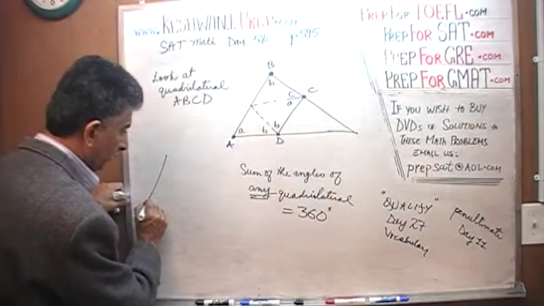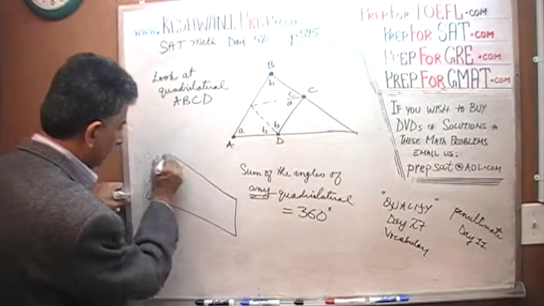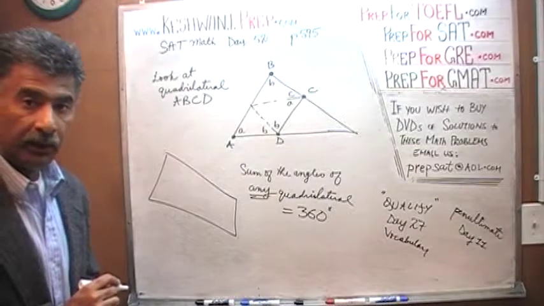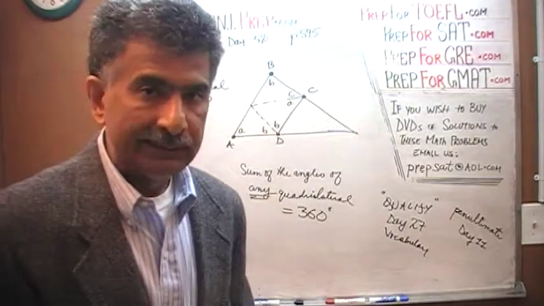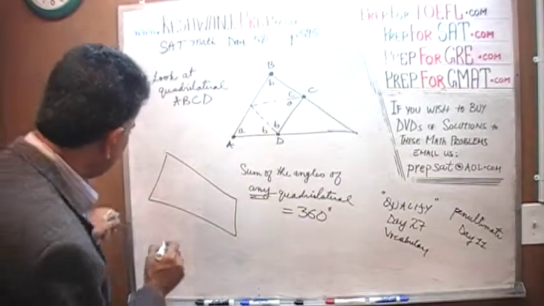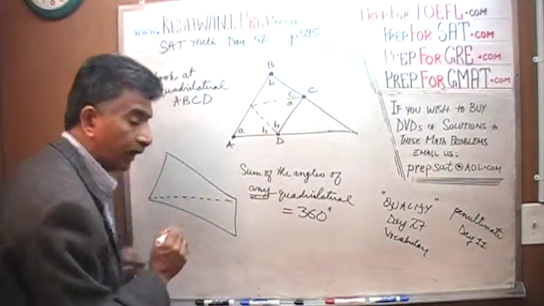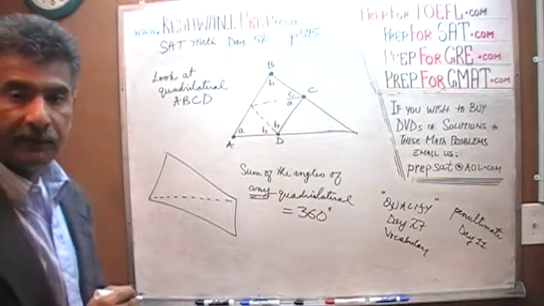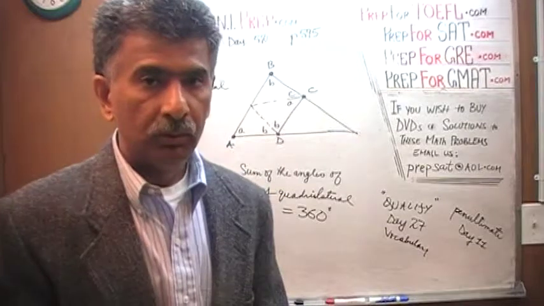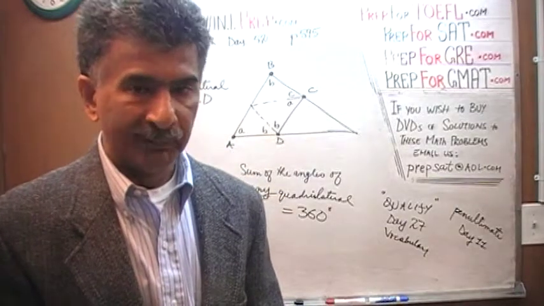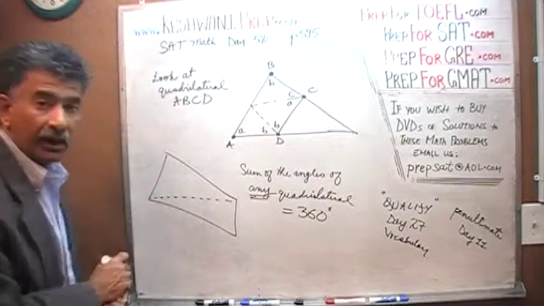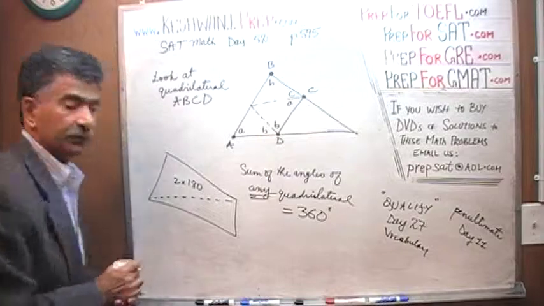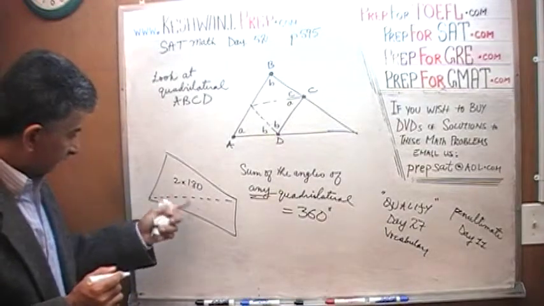Here's the quadrilateral I'm going to draw. A very wild one. The sum of the angles in this quadrilateral is 360. How do we know that? Because the quadrilateral is nothing but a union, a marriage of two triangles. And what do we know about the sum of the angles in a triangle? The sum of the angles in any triangle is 180. And since this is made up of two triangles, the sum of the angles must be 2 times 180, which is 360.